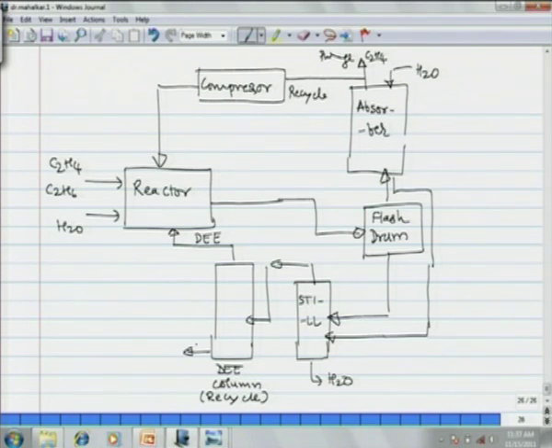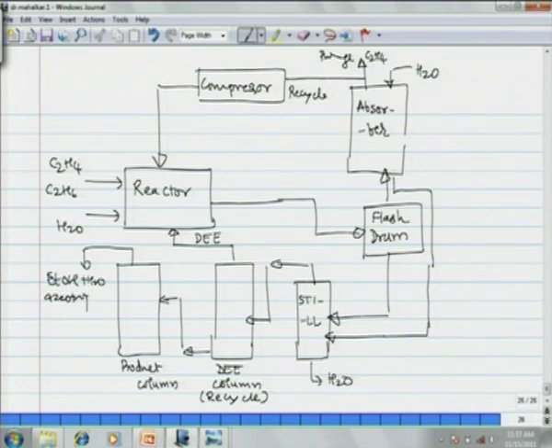The bottoms of this column will be admitted to the third column, which is the product column, from which the main product ethanol plus water, the azeotrope composition, will emerge as the main product and some water will come out, which could be again sent back to the reactor. So, what you see on the screen now is a complete block diagram of the process.